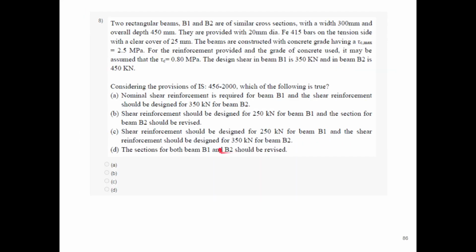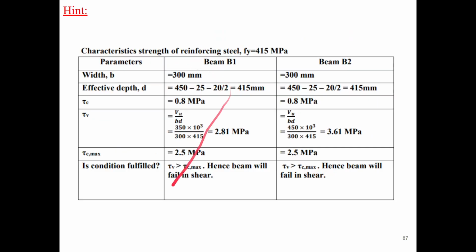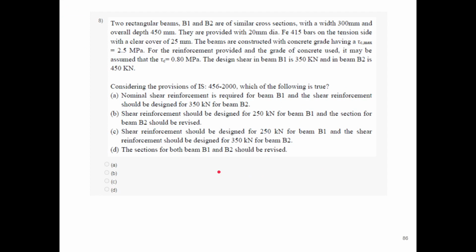And tau C max is how much? Yes, 2.5 megapascal. So here, if you see, tau V is greater than tau C max. The design shear stress is higher than the maximum shear capacity the beam can carry. So that means it will fail in shear. That's why the sections for both beam B1 and B2 have to be revised. So D is the correct option as per the analysis.